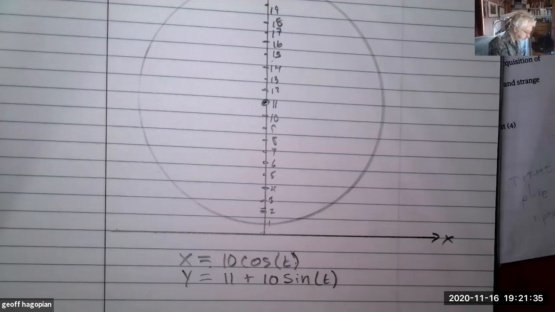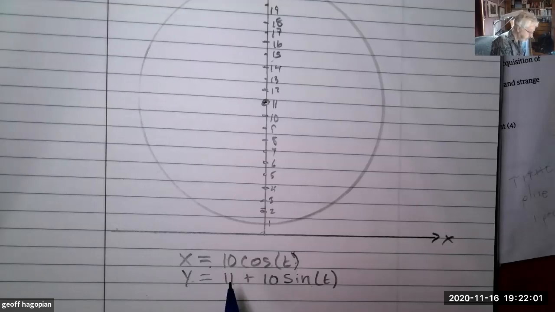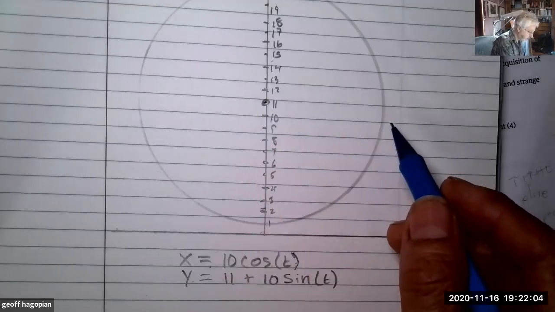So we do two transformations, right? We first stretch both vertically and horizontally by a factor of 10. So that's x equals 10 cosine t, y equals 10 sine t. That takes us to a point on a circle of radius 10 centered at the origin, right? And then by shifting up 11, we get our Ferris wheel.